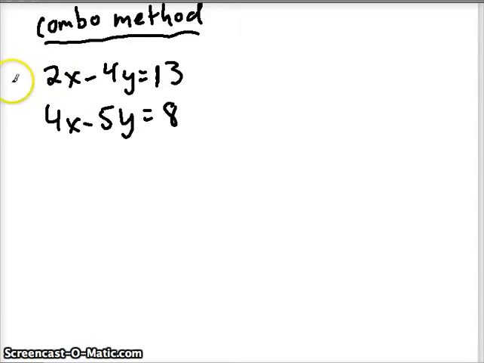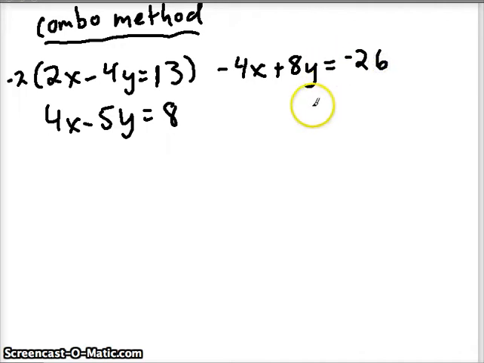So if I simply multiply everything in this top equation by negative 2, so change everything by a factor of negative 2, then I will get a negative 4x and my x's will go away. Let's see what happens here. So I'm distributing this negative 2 all the way through. So negative 4x, negative 2 times negative 4 is a positive 8y, and then negative 2 times 13 is negative 26.